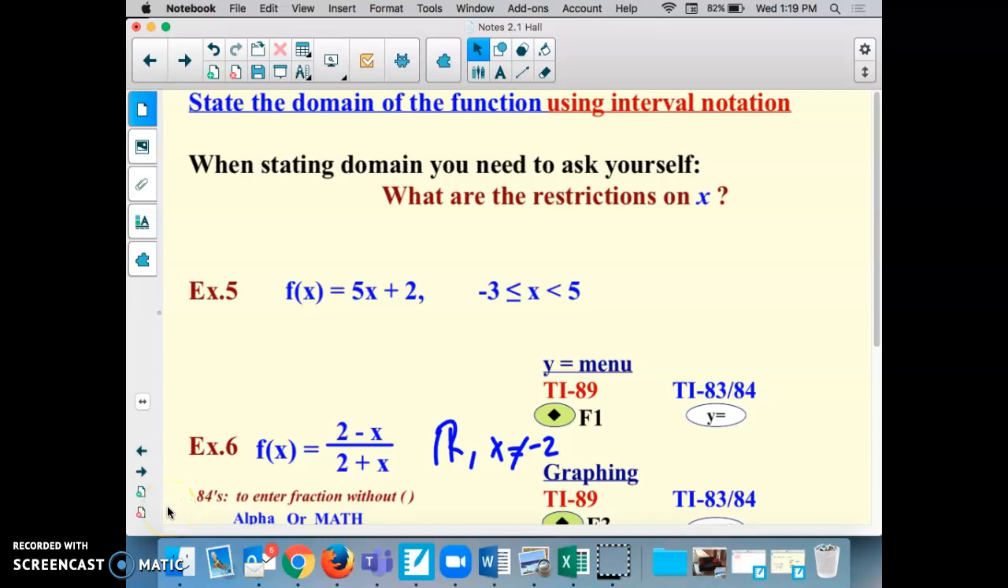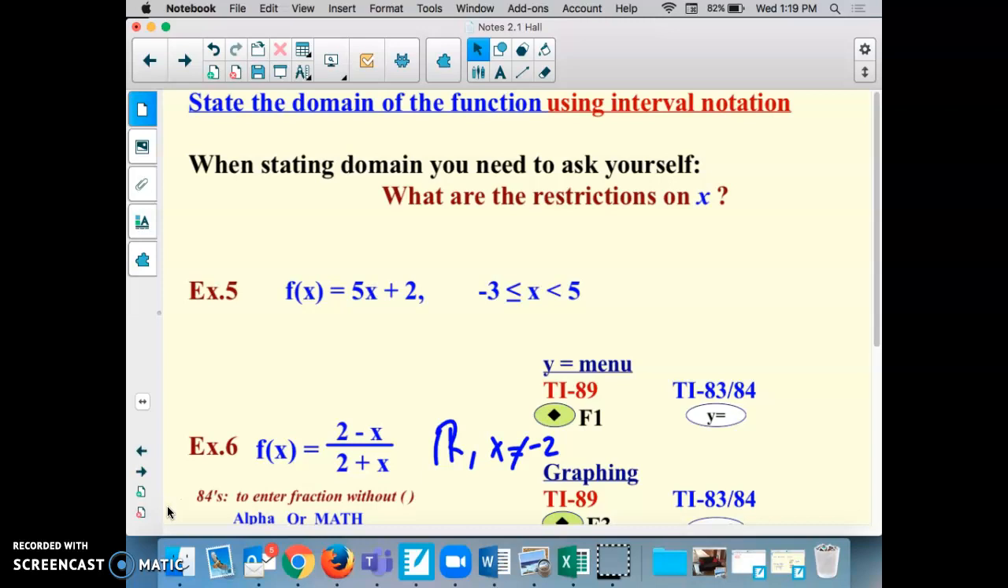Okay, the last thing we're going to look at is stating the domain of a function using interval notation. I set the graphs up for you guys already, and then we'll look at a little bit of a word problem. So, example 5. Let's first talk about example 5, example 6. Let's talk about what restrictions you possibly could have on x from any given function.